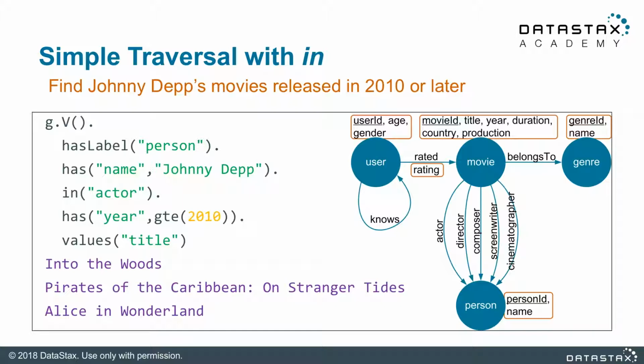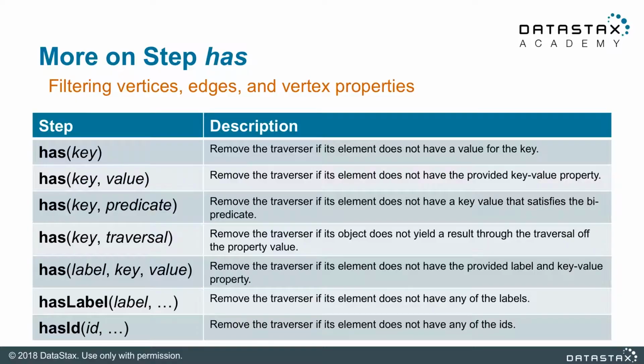In the output, we see Into the Woods, Pirates of the Caribbean, and Alice in Wonderland. We used this has step a few times already. Now is a good time to take a closer look at has, as this step is very common. We will use it in all types of traversals, not just simple traversals. It turns out that there are several variations of this step that take different parameters.